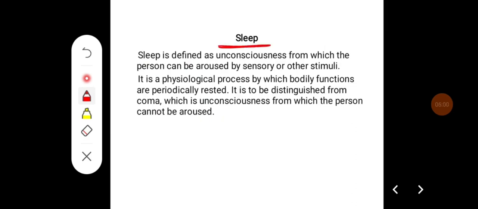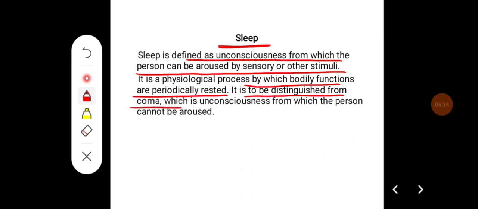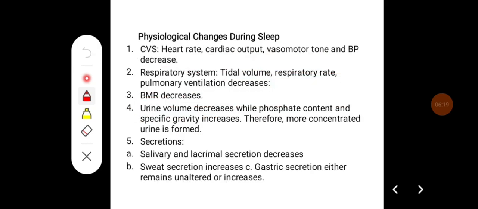Coming to sleep, sleep is defined as unconsciousness from which the person can be aroused by sensory or other stimuli. It is a physiological process by which body functions are periodically rested. It is to be distinguished from coma, which is unconsciousness from which the person cannot be aroused.